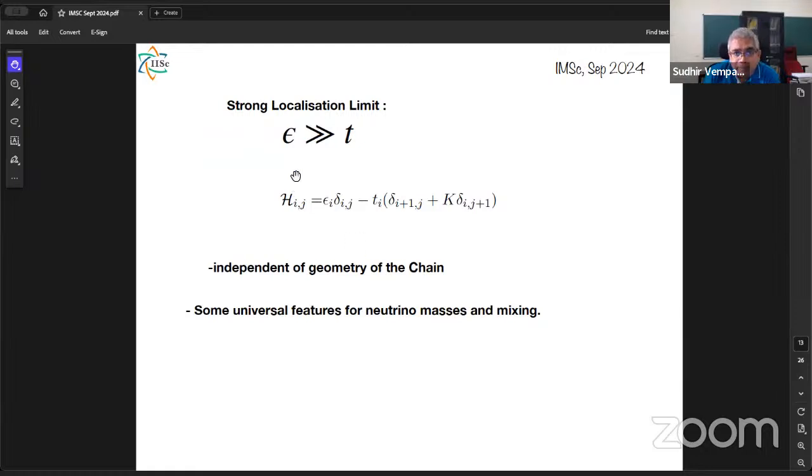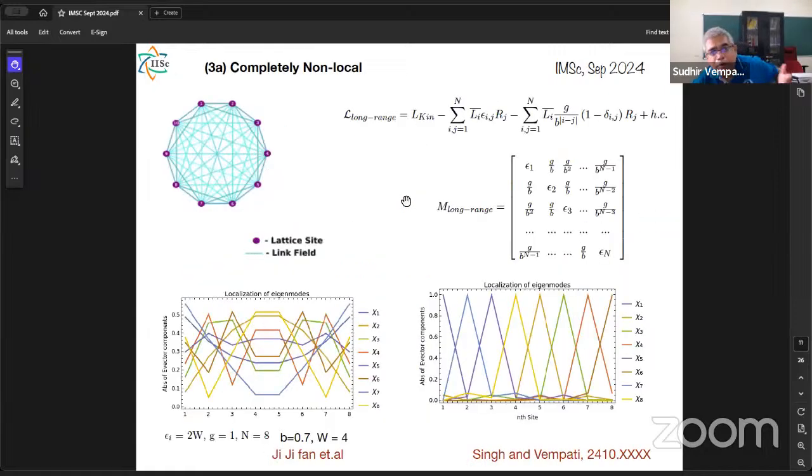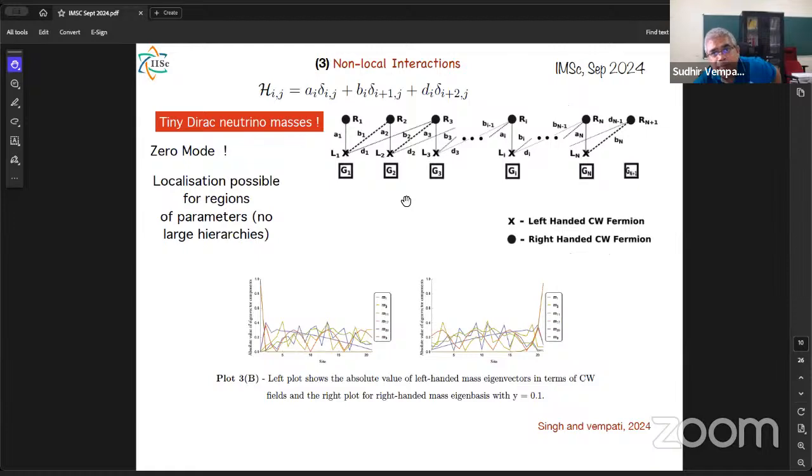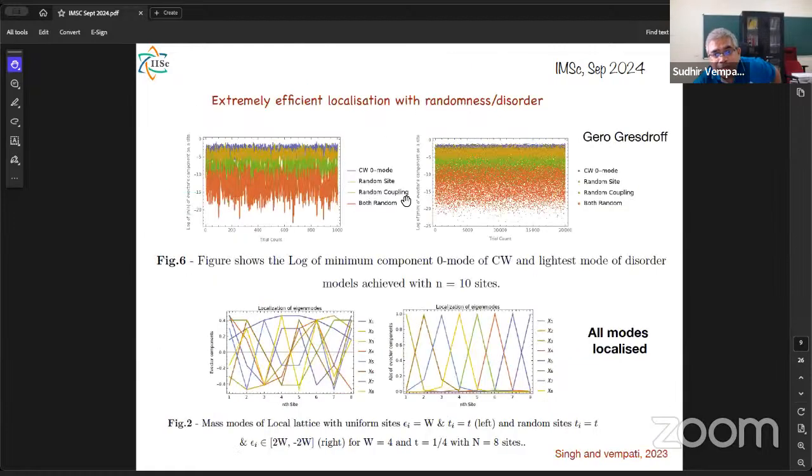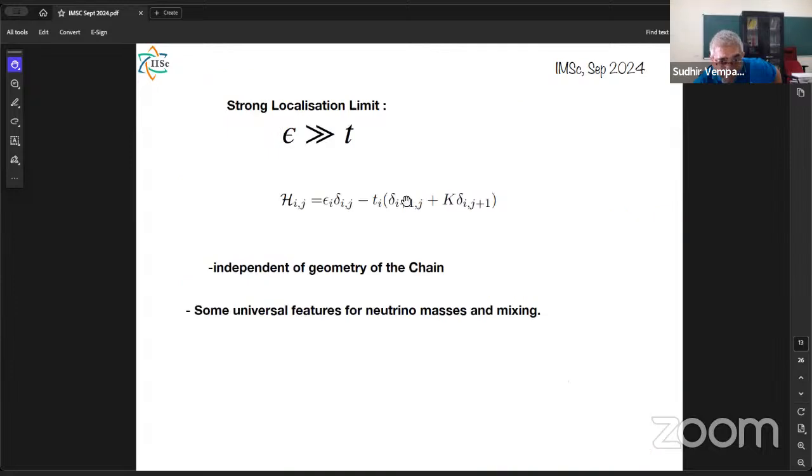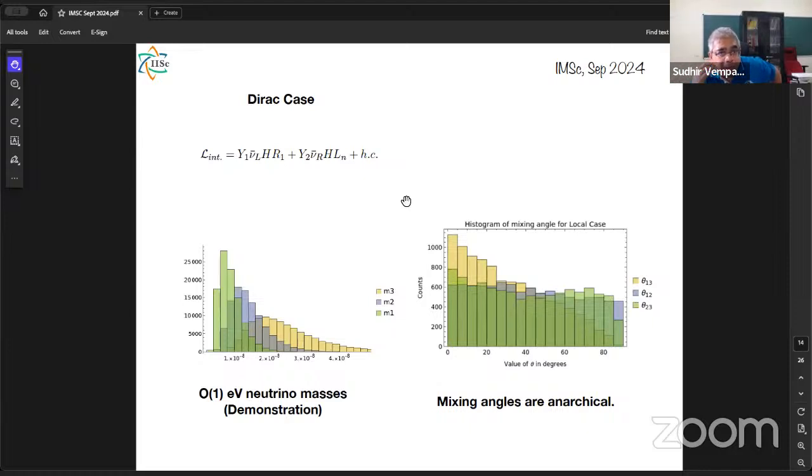So in the strong localization limit, in the sense that the diagonal elements are very strong compared to the off-diagonal elements, you have universal features. Let me talk about neutrino masses and mixing, which you can explain for all the flavors, and which are independent of the geometry of the chain. You can think of the chain to be whatever chain it is. It can be the Petersen graph, it can be a completely non-local graph like this, or some other graph. Whatever be the case, you have some universal features which say that you can get neutrino masses.